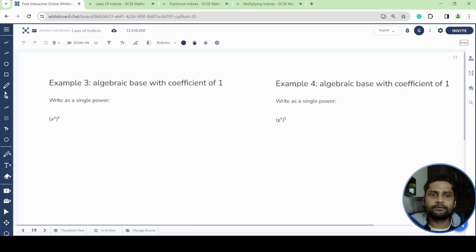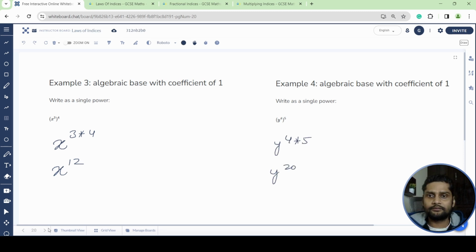Let's have a few more examples, students. Let's say we have an algebraic term, meaning we have some variable term as a base. As far as there is no coefficient other than 1, we can still apply the same rule, which is 3 times 4 here, because the powers are multiplied. Over here we have 4 times 5.